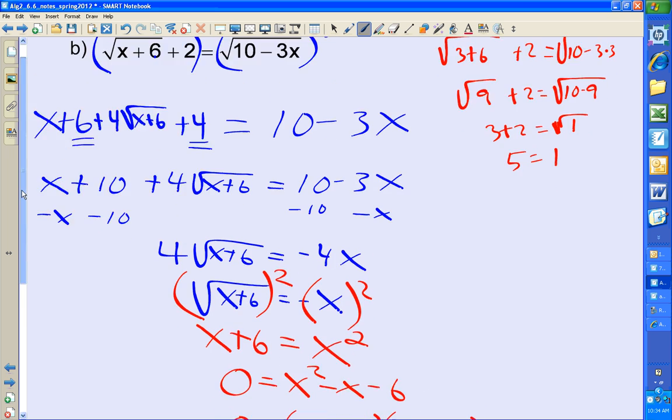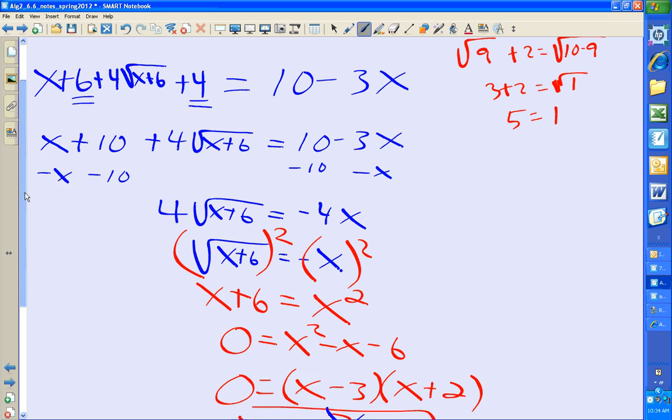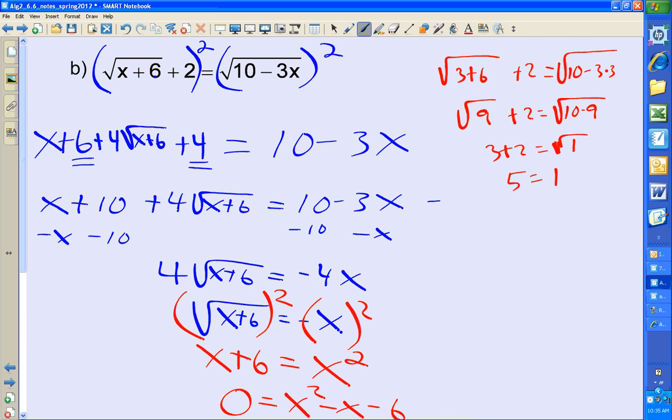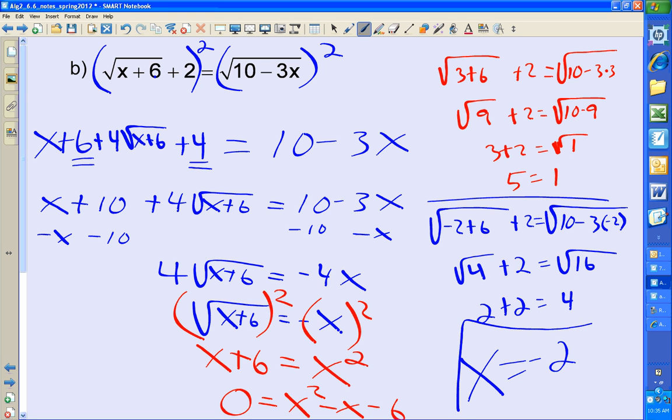So we go back to the answers, this 3 is not going to work. It's extraneous. If we check the -2, the square root of -2 plus 6 plus 2 is equal to the square root of 10 minus 3 times -2. That's going to give you the square root of 4 plus 2 equals the square root of 16. That's true. So our only solution, x equals -2, that's our only keeper.